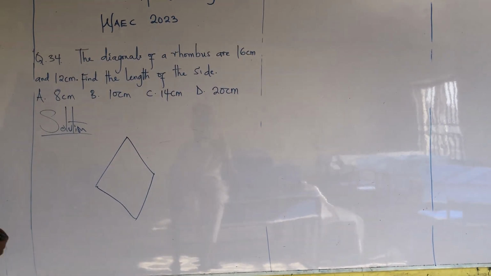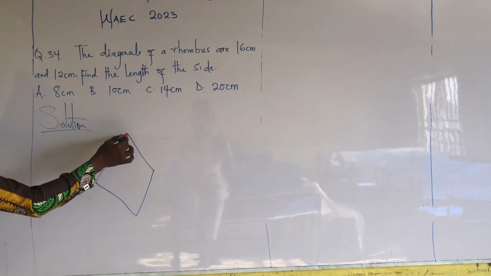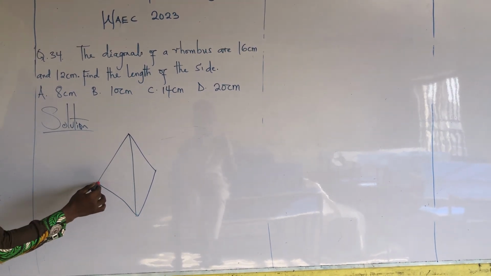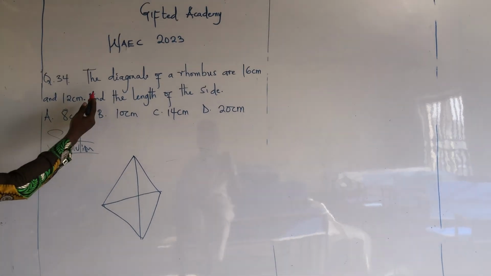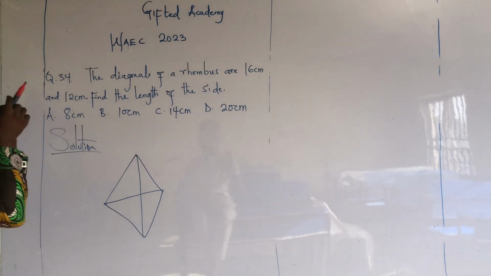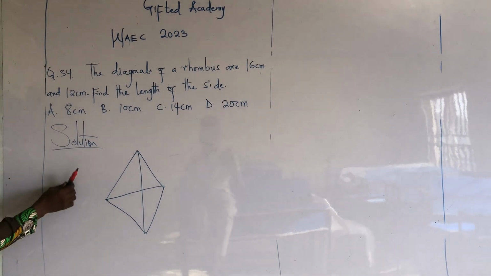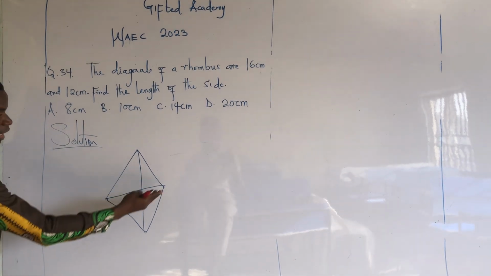Now, in this rhombus, it has two diagonals. Diagonals are lines that run from this vertex down to this point, and from here to the other side. These are lines of diagonals. Okay. Now we are told that this rhombus has two diagonals. One is 16, the other one is 12. Now, if you look at it very well, one of the properties of a rhombus is that all sides are equal, and it has two diagonals.